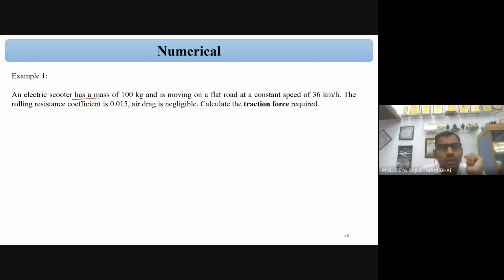An electric scooter has a mass of 100 kilogram and is moving on a flat road at a constant speed of 36 kilometer per hour. The rolling resistance coefficient is 0.015. Air drag is negligible, so we can neglect the air drag. Calculate the traction force. So we have to calculate the traction force.